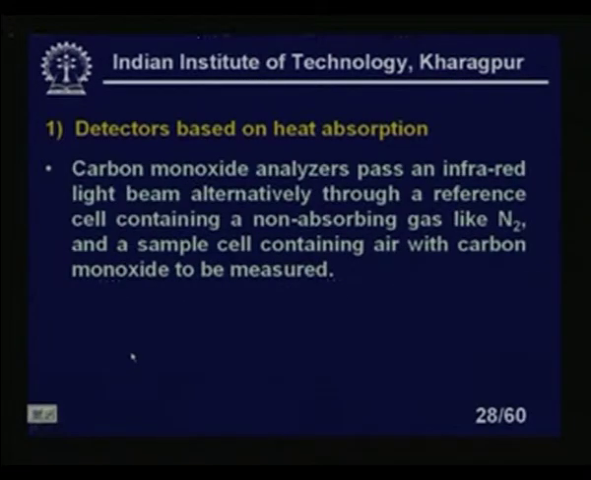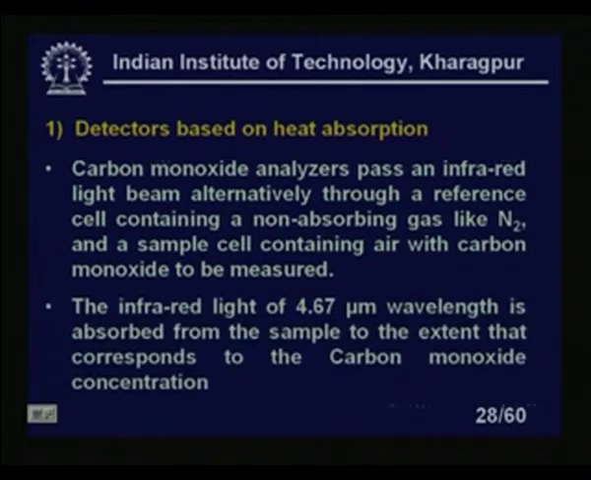Carbon monoxide analyzers pass an infrared light beam alternately through a reference cell containing a non-absorbing gas like N2, nitrogen, and a sample cell containing air with the carbon monoxide to be measured. The infrared light of 4.67 micron wavelength is absorbed by the sample to an extent that corresponds to the carbon monoxide concentration, right.